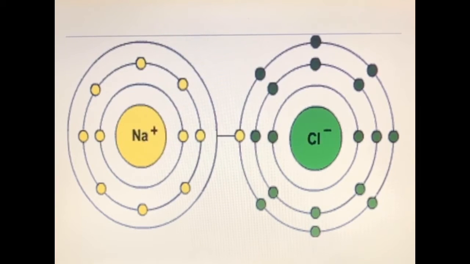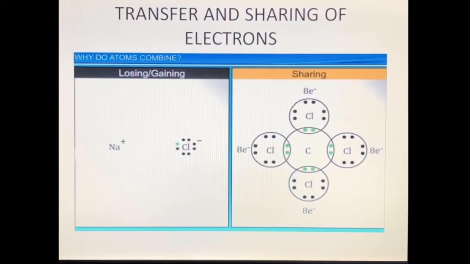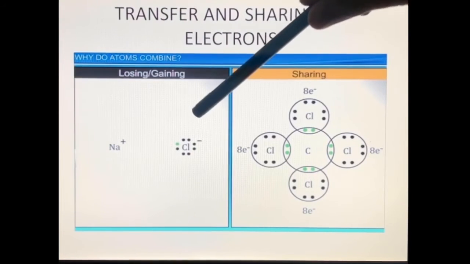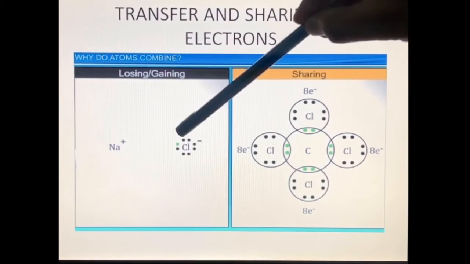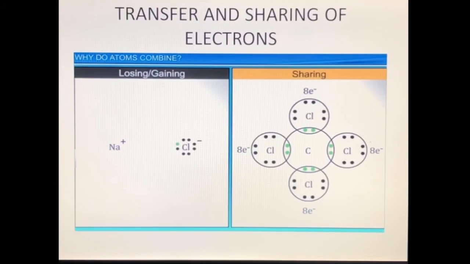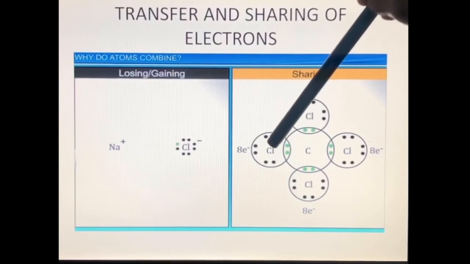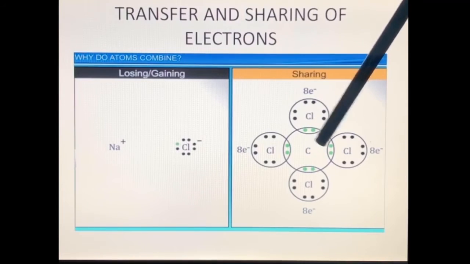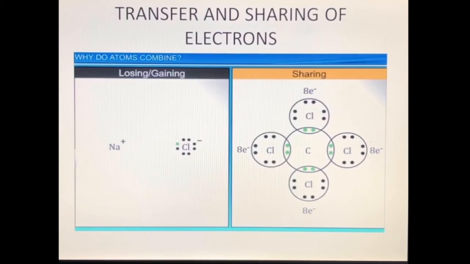Chemical combination. Atoms combine to form a molecule in the following two manners. First, by transfer of valence electrons from a metallic atom to a non-metallic atom. Second, by sharing of valence electrons between two atoms, generally both non-metallic in nature.